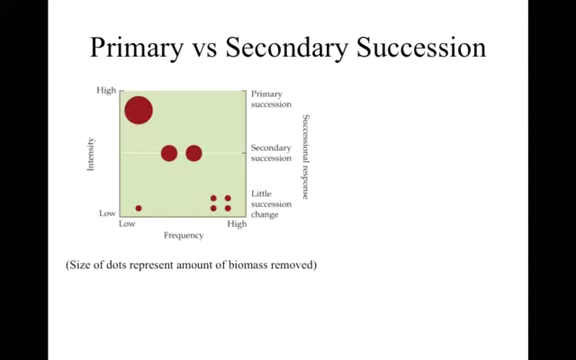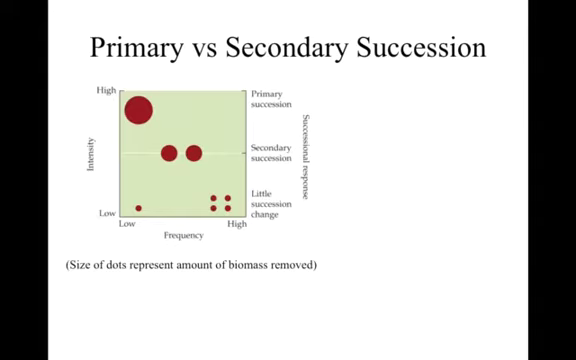In the middle, I can have intermediate intensity and intermediate frequency. So that's going to happen quite commonly, and it's going to remove a sizable amount, but not everything. And so that boots you back to an earlier starting place, but not all the way back to the beginning. So that's putting you back to secondary succession, and then you move forward to the final state.